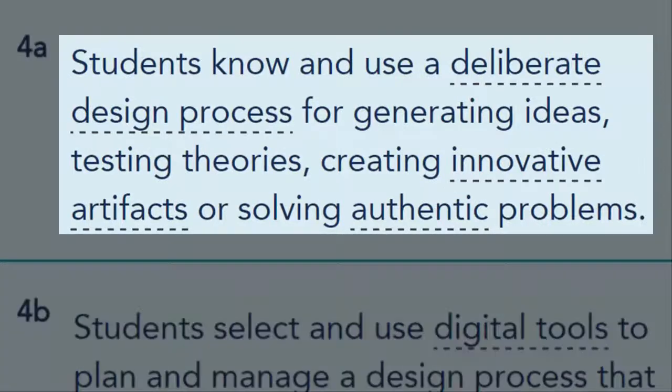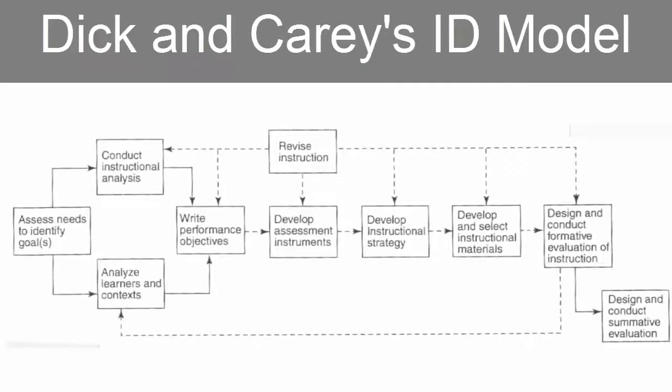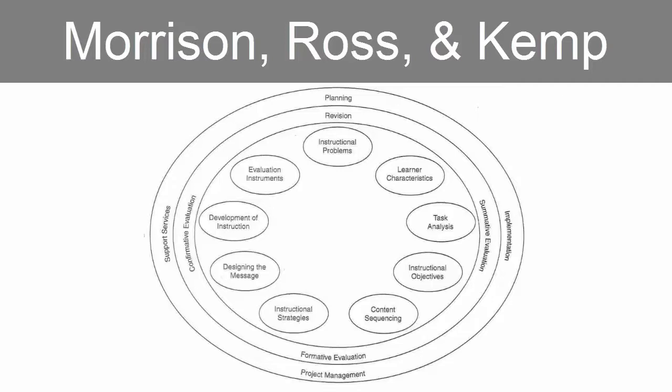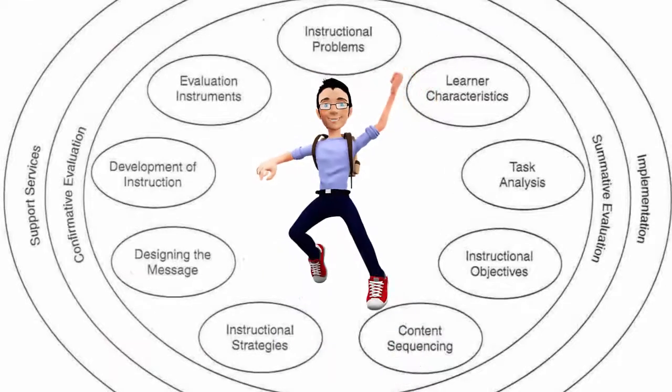The first indicator behavior says, your students must learn to use a deliberate design process for generating ideas, testing theories, creating innovative artifacts, or solving authentic problems. There are different instructional design models or processes proposed by different people, but in this class we're going to be focusing on possibly the most robust instructional design model proposed by Morrison, Ross, and Kemp. One of the major characteristics of this design process or design model is that it is a human-centered design process. And also it just makes the process of designing, developing, and revising so much easier.